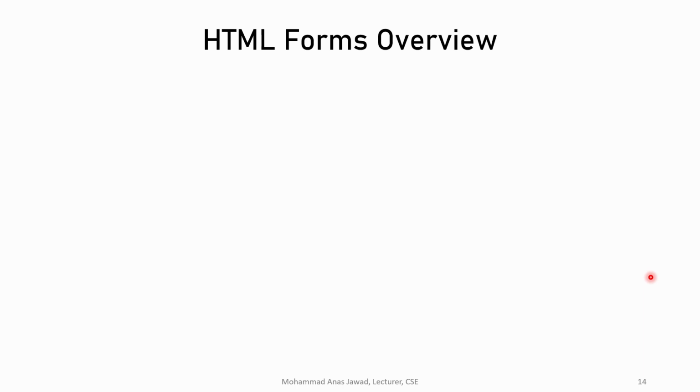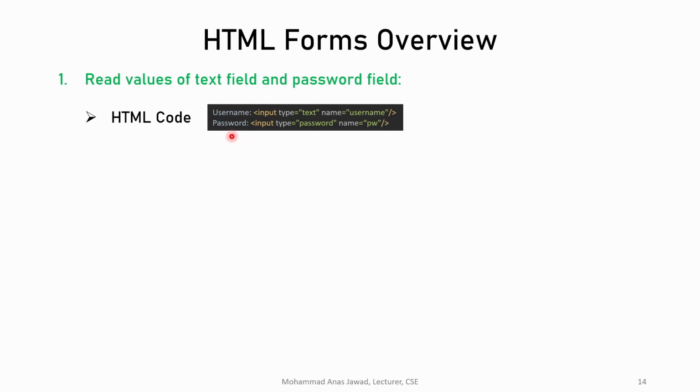Now, obviously, there are different types of input fields. Let's take a look at a few of them. So in case of text field and password field, our HTML code will look something like this. We have the input type as text for a simple text field, and our input type as password for a simple password field. So this HTML document will look something like this. We have our username and we have our password.